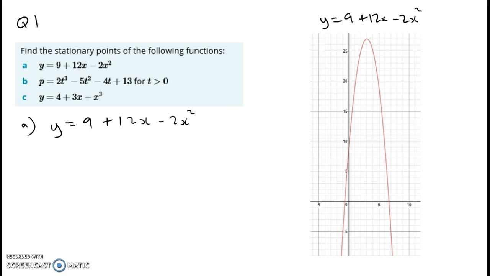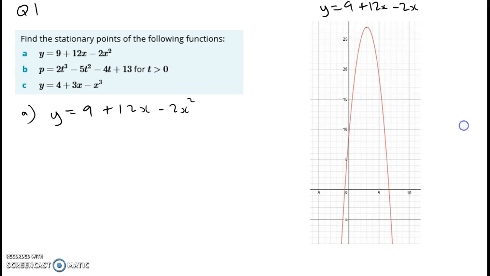And you might be looking at this graph and thinking straight away, well, I think it's going to be up here at the turning point, because at that point there we're going to have a horizontal line for the gradient, which will be of a value of 0. But let's go ahead and solve it to see if we're right.